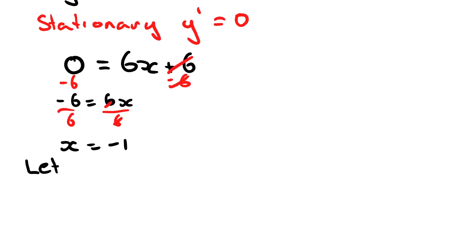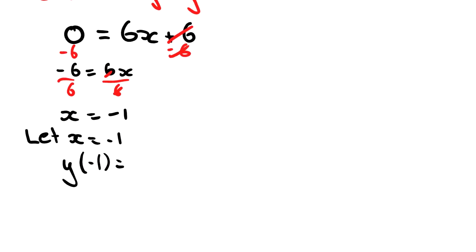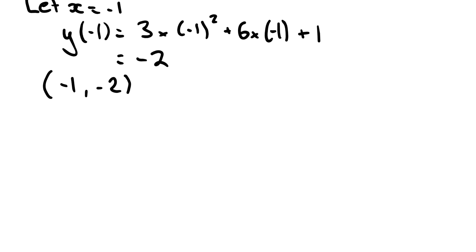So we can say let x equal negative 1. So we go back to the original function, and we're assuming our x's are negative 1 now. So again, when I say we go back, we're going back to this up here, and we're changing all the x's to negative 1. So we get 3 times negative 1 squared plus 6 times negative 1 plus 1. Now if you put that straight into your calculator, you get an answer of negative 2. So we know that the coordinates of our stationary point are going to be at negative 1, negative 2. So now that we know that, we need to determine its nature.